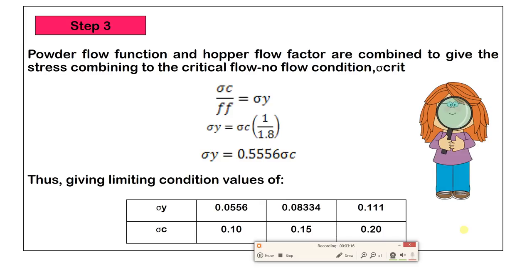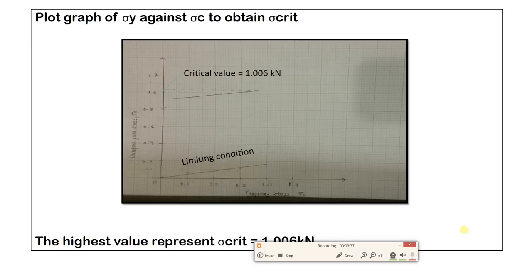Next, in constructing the limiting condition, powder flow function and hopper flow factor are combined to give the stress corresponding to the critical flow and no flow condition, sigma critical. This will give sigma y equals 0.556 sigma c. Both powder flow function PFF and limiting condition were plotted to obtain the value of sigma critical. From the graph plotted, the sigma critical equals 1.006 kN.